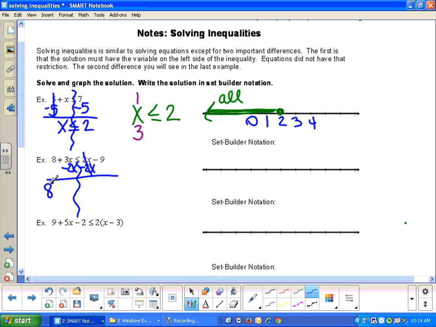So we have 8 plus 1x is less than or equal to negative 9. This is another big area of concern. If that's minus, that means that's a negative number. It has to stay with it.